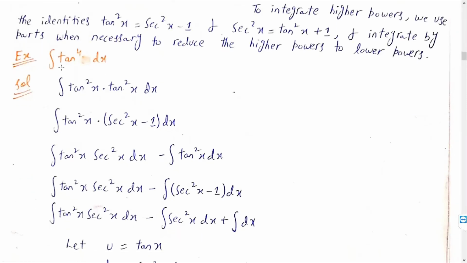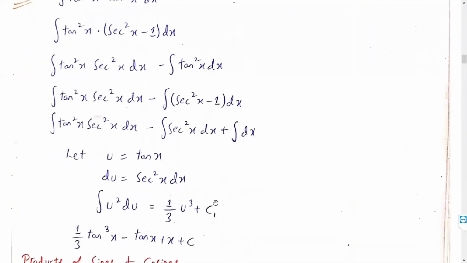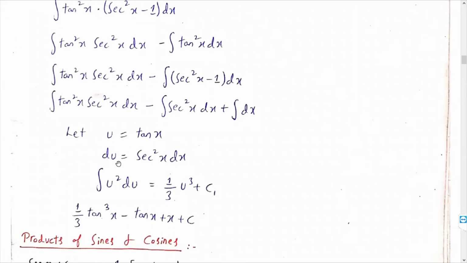We can split it into tan square x into tan square x. Tan square x is basically equal to secant square x minus 1. Multiplying it, we get tan square x into secant square x minus tan square x. Tan square x can be written as secant square x minus 1. As integral is a linear operator, we can apply it term by term. We can do some substitution, like u is equal to tan x, so the derivative du is secant square x dx. It's part of the integral, so we can write it as integral of u square du.